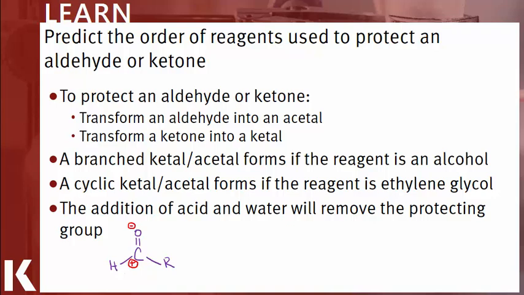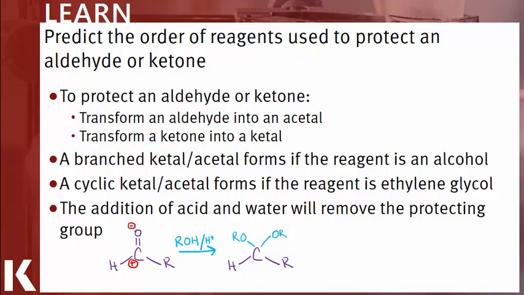One mechanism of protecting an aldehyde is to treat it with an alcohol and an acid, resulting in an acetal. And a ketone transformed into a ketal, which is very similar to an acetal, but with an R group in place of the hydrogen, is also a mechanism to protect the functional group.